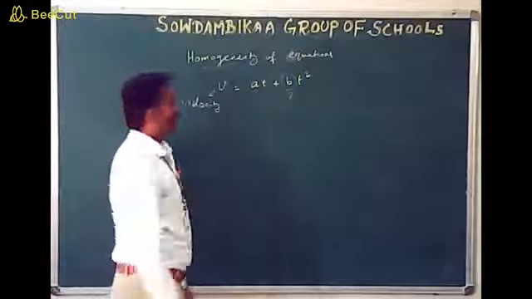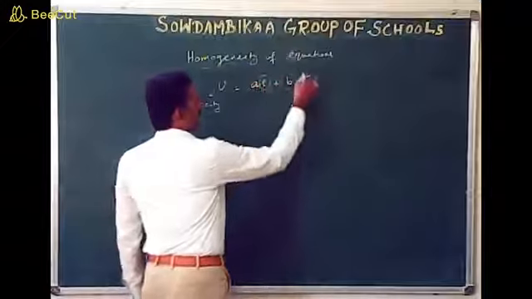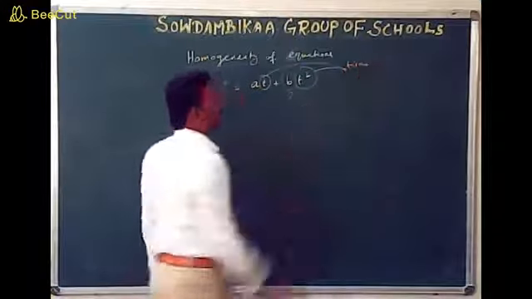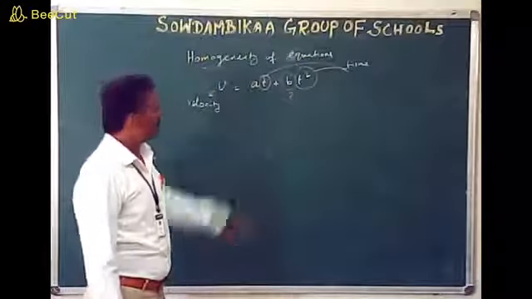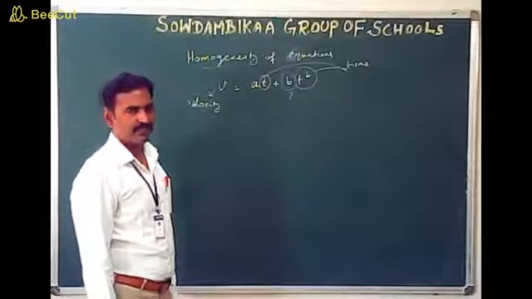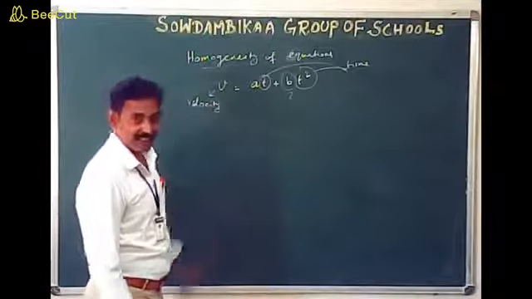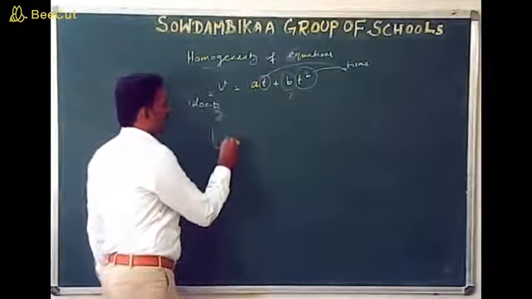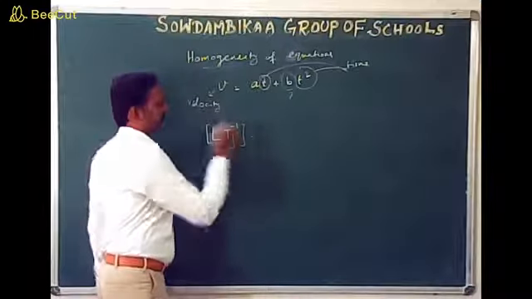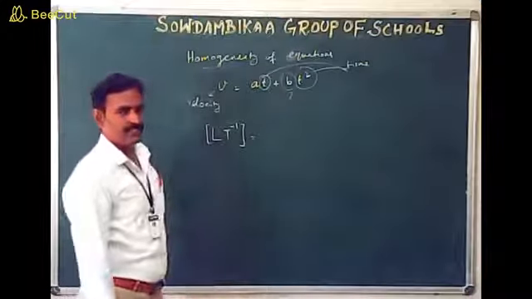Okay. It is a time. T square. These are the time. In our book, they are asking what will be the value of B only. How do we find it? The dimensional formula for velocity is LT inverse.